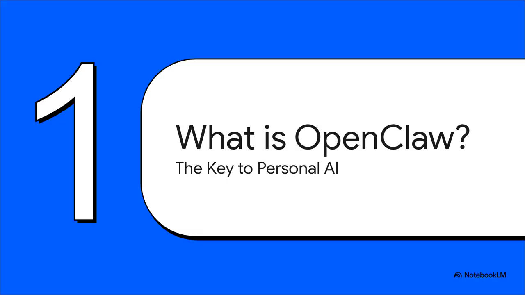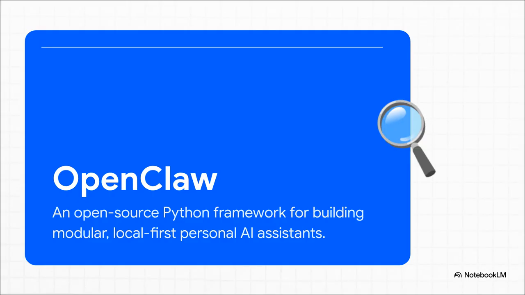Okay, so how do we actually bridge that gap? How do we get from that generic black box to a custom-built assistant? Well, the answer lies in this really cool framework called OpenClaw. So what exactly is it? To put it simply, OpenClaw is a free, open-source framework written in Python. It's basically a toolkit that gives you all the building blocks you need to create your very own AI assistant. And it's designed from the ground up to be modular and, this is the most important part, local first.